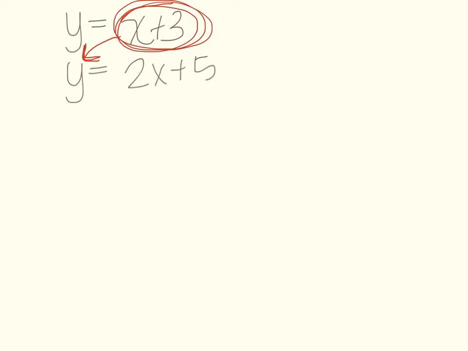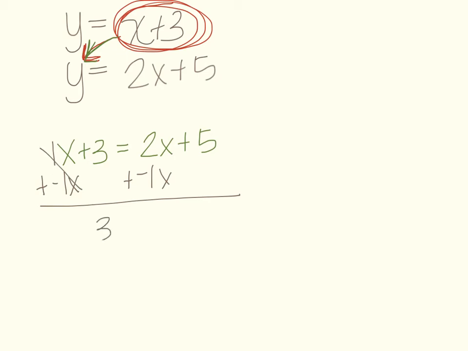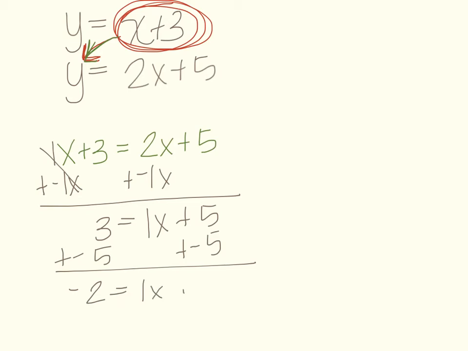I'm going to plug it in so that my new equation says x plus 3. All I did was take this, and now I'm going to copy down the rest of this equation. Equals 2x plus 5. Now it's right back to what you were doing before, and I'm going to solve for x. So I'm going to add a negative 1x to both sides, and I get 3 equals 1x plus 5. I'm going to add a negative 5 to both sides, so I get negative 2 equals 1x, or that's just the same thing as x equals negative 2.